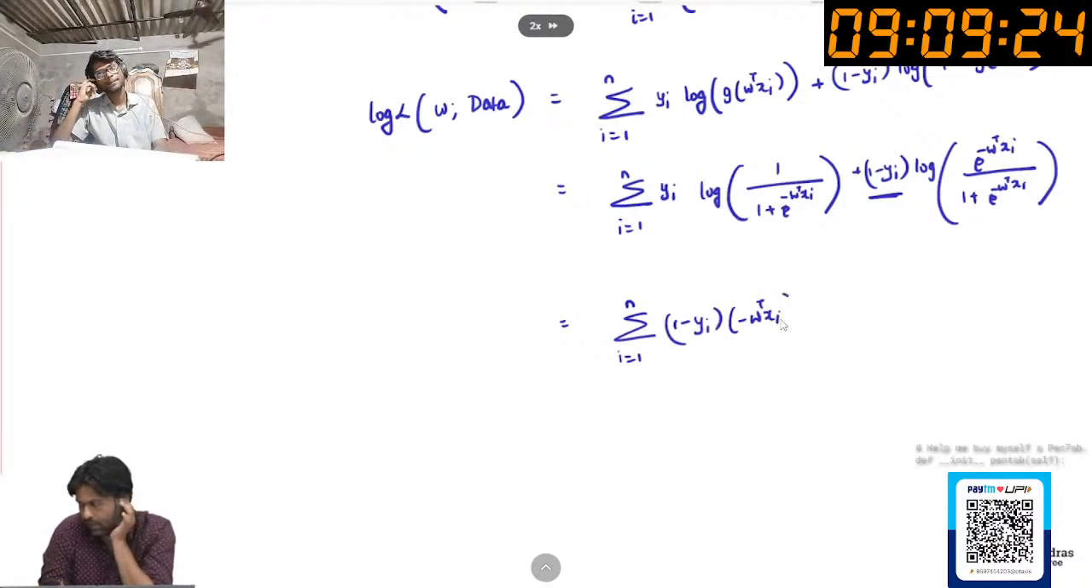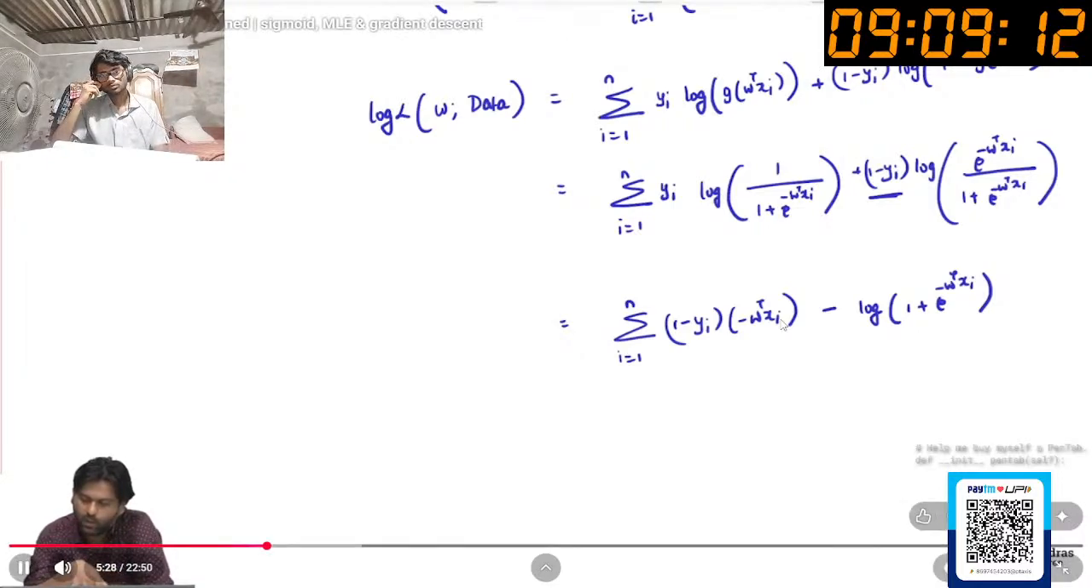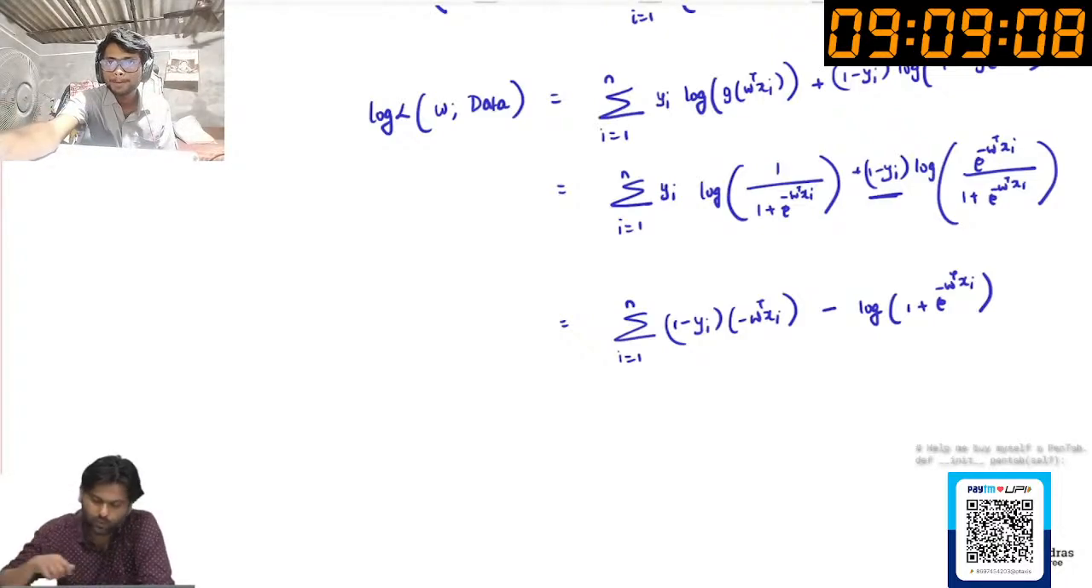It will be minus w transpose xi. There is a minus log of 1 plus e power minus w transpose xi, right? So that comes from this 1 multiplying the log of the denominator. So that is this term. The other term which remains is 1 multiplying the numerator, which is what we took as this, right?